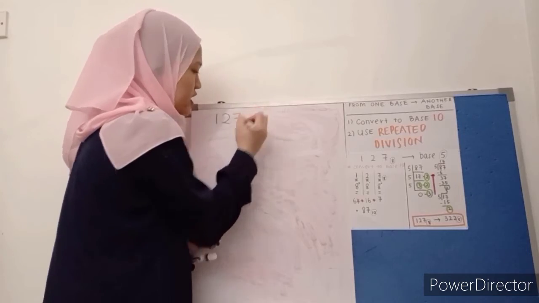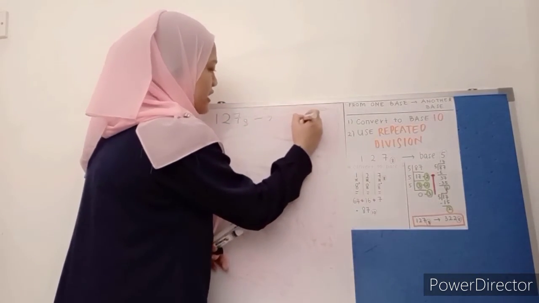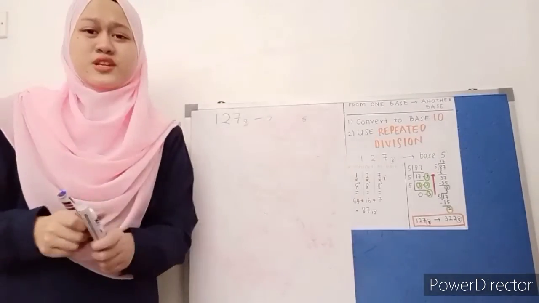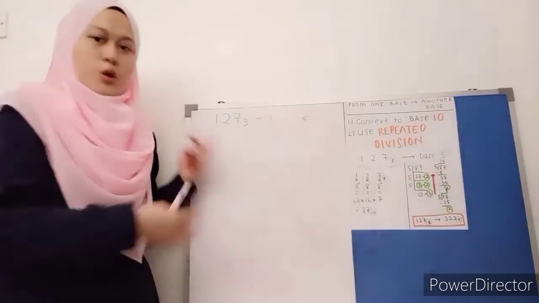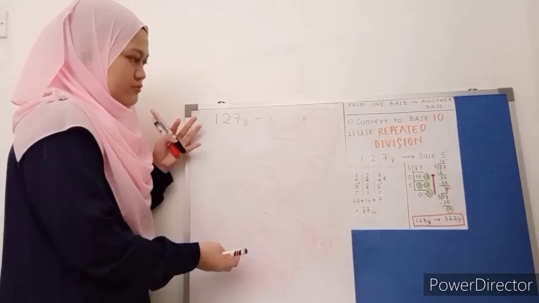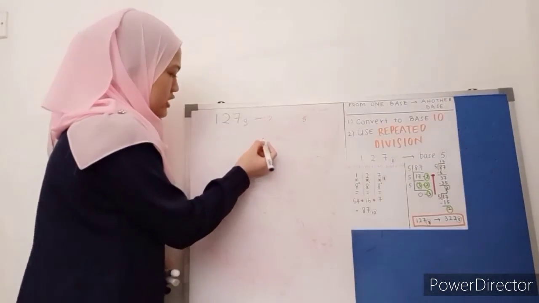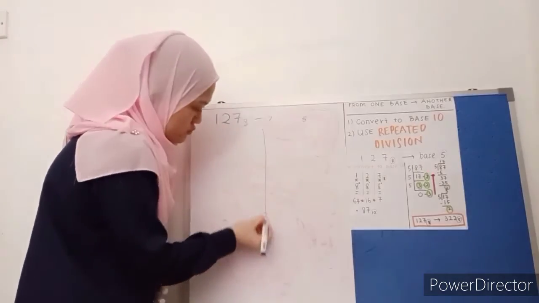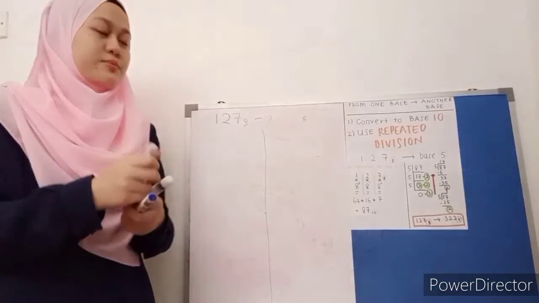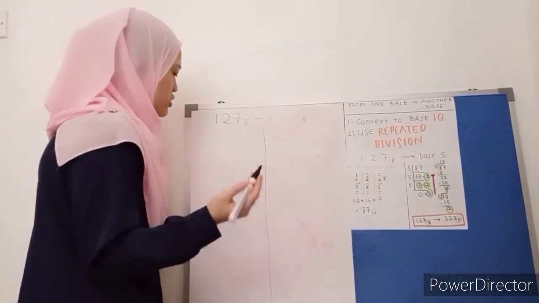The example that has been given here is 127 base 8, and you need to convert it into base 5. Okay, so in this process you need a large space, so I will divide it into 2. First of all, as you need to convert into base 10, you need to remember how to convert it.